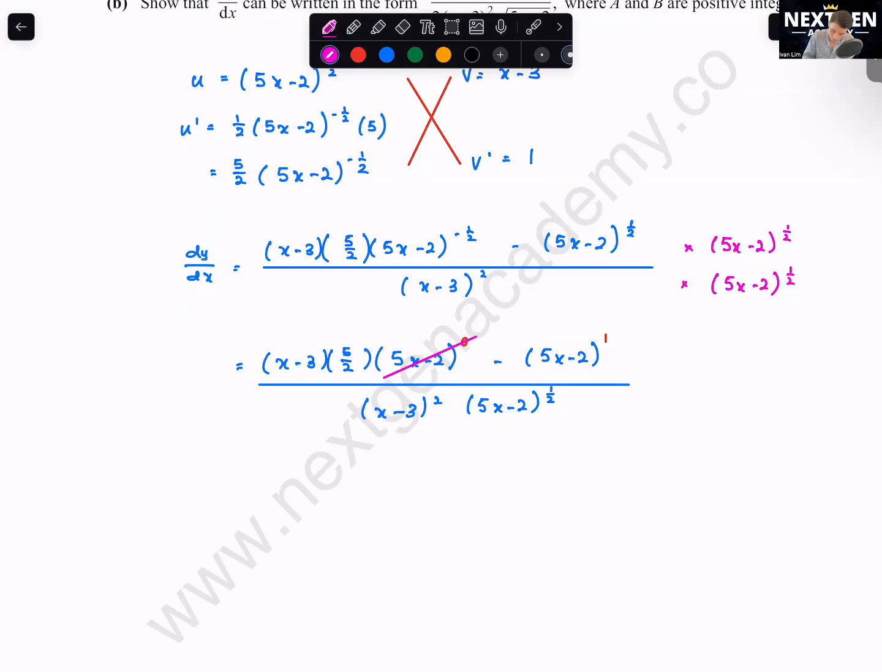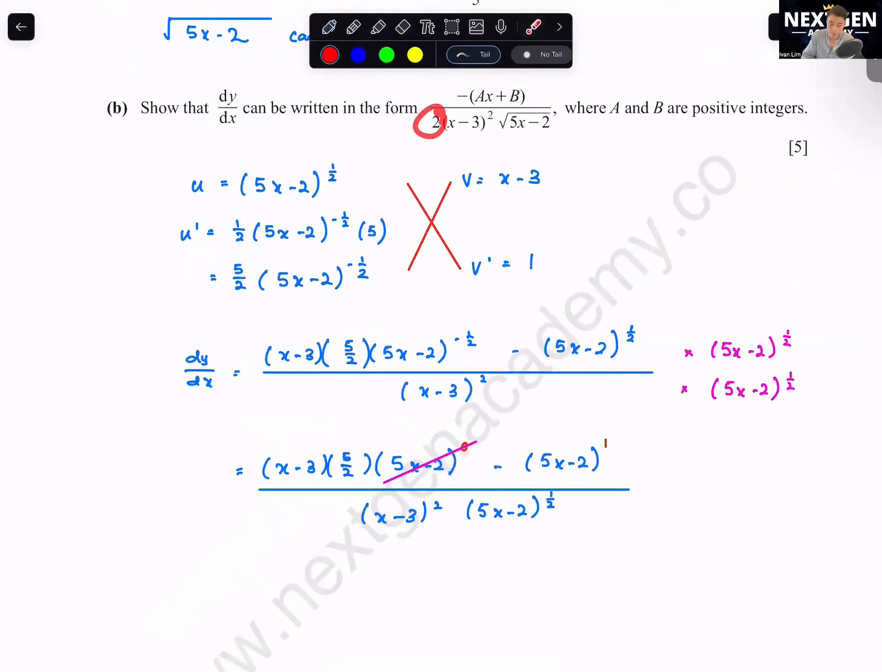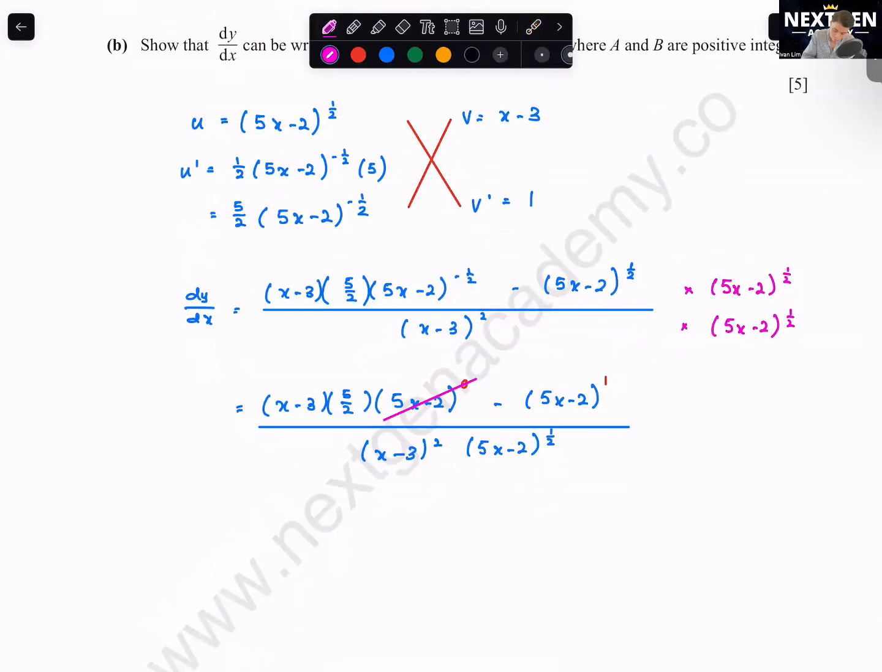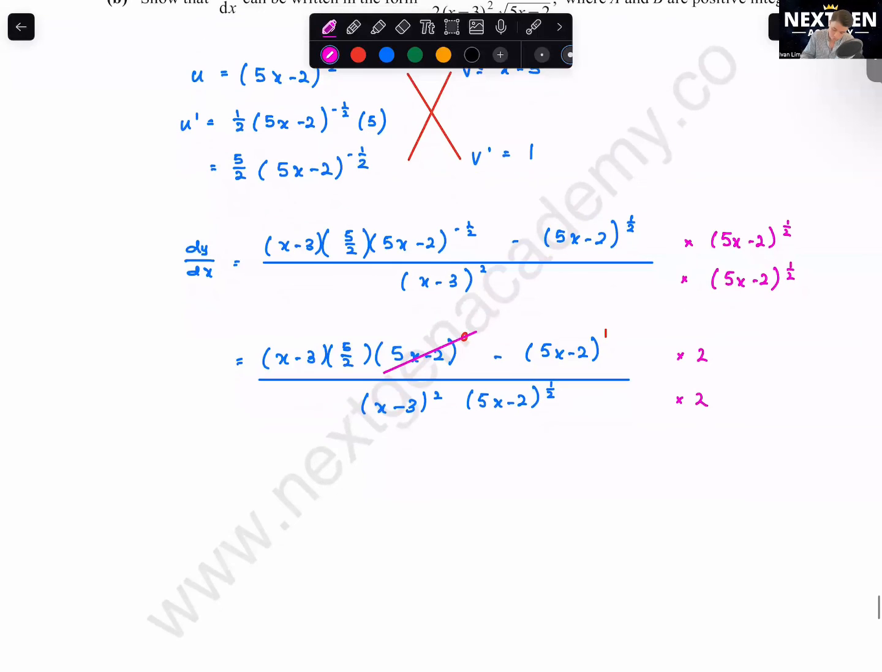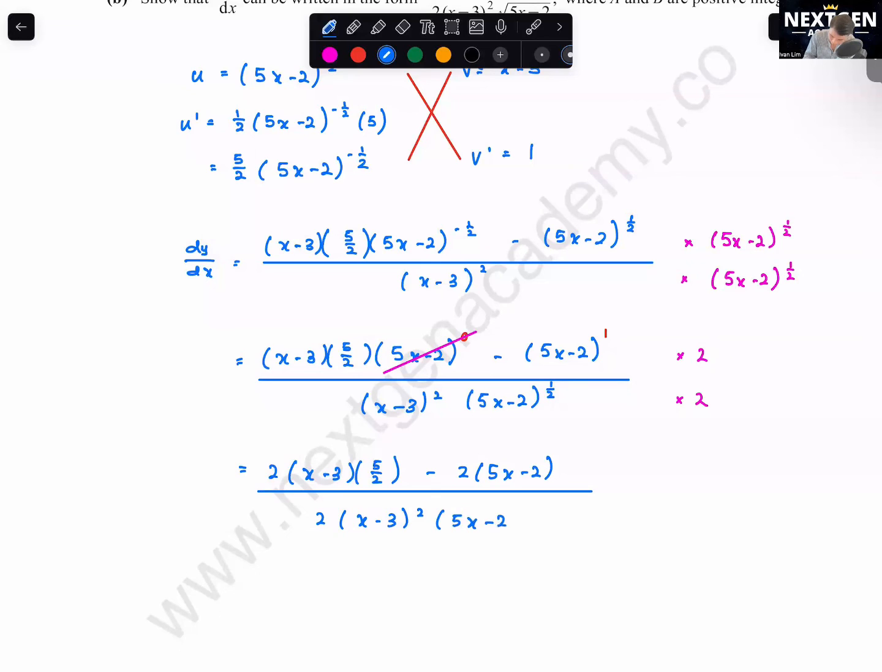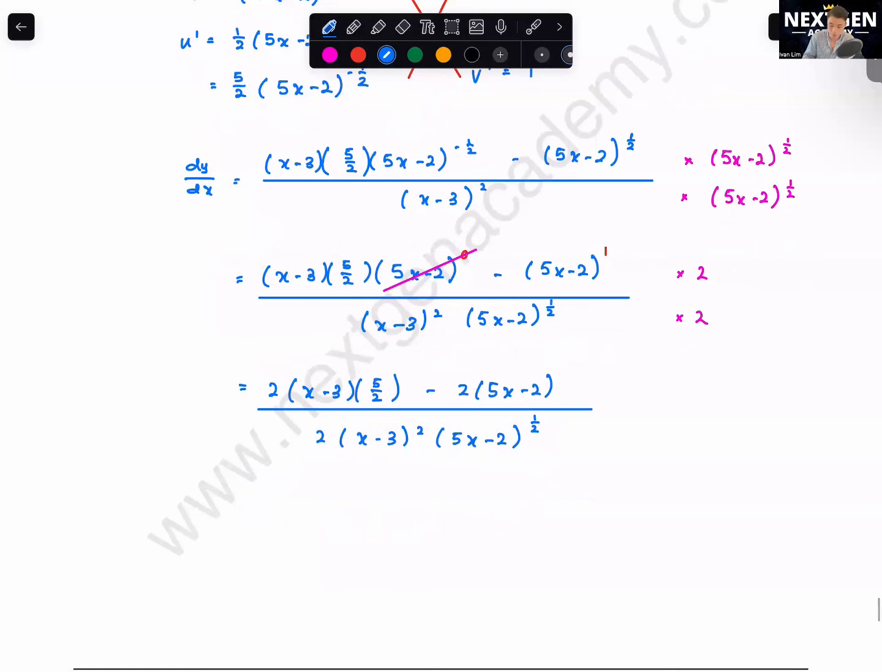Okay, simplify it. The next thing I want to appear is a 2 at the bottom. So how do I make 2 to appear? You do the same thing. You multiply 2 on your numerator and your denominator. So this term will multiply by 2, this term will multiply by 2. So here becomes 2(x minus 3) times 5 over 2 minus 2 times (5x minus 2) over 2, bracket (x minus 3) squared, (5x minus 2) to the power of 1 over 2. Then go and simplify this.